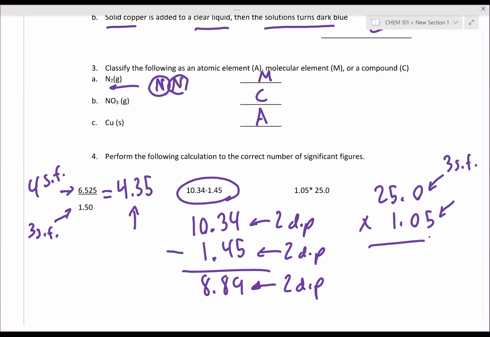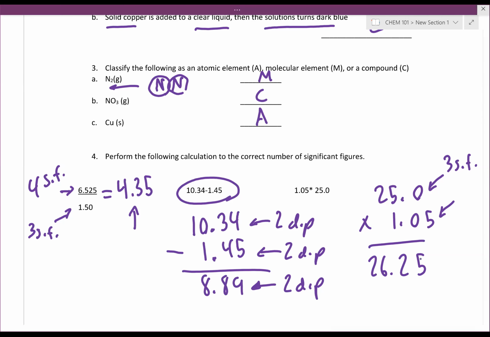So we have 25.0 times 1.05. And that in turn gives us 26.25. So let's write that down. So we have 26.25. Now, if we want to round this number to 3 sig figs, where is the 3rd significant digit in this number? The 2. Okay, so let's switch colors for that.